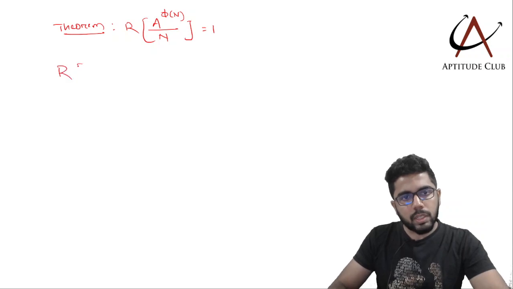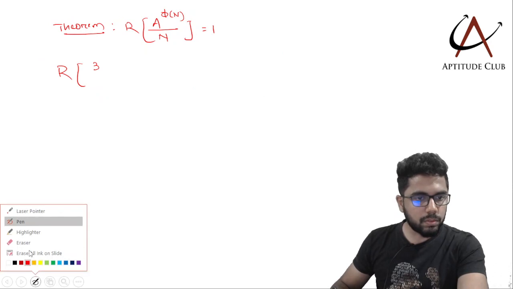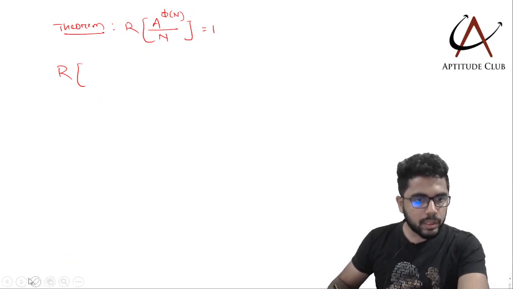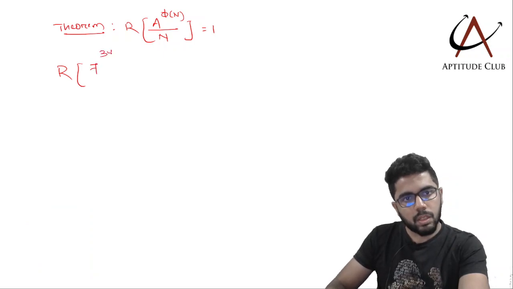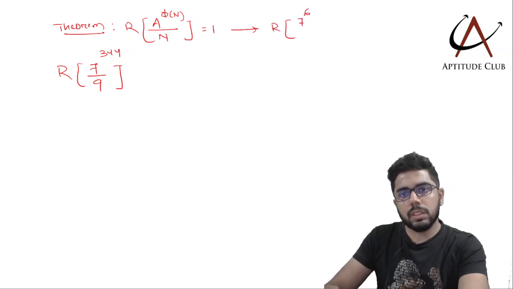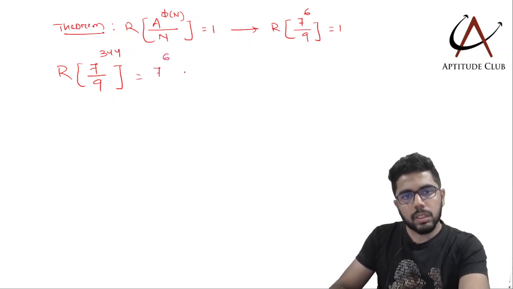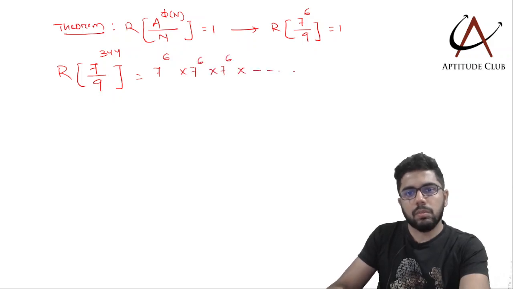So we have been asked to calculate remainder of 7 to the power 344 when divided by 9. And using this theorem, we got the result that remainder of 7 to the power 6 when divided by 9 will be 1. So I'll break it in this way. This will be 7 to the power 6 into 7 to the power 6 into 7 to the power 6 and so on. It will continue. How many times can I take this?